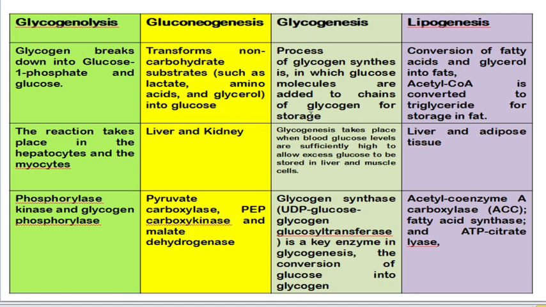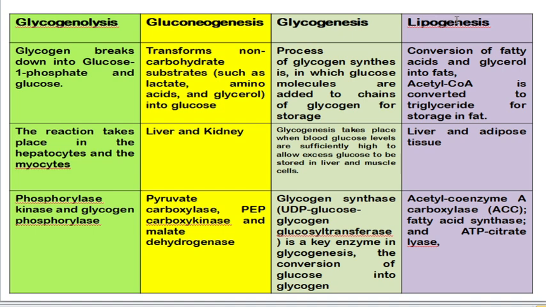Okay. This process takes place when the blood glucose level is sufficiently high, to allow the excess glucose to be stored in the liver and muscle. The key enzyme is glycogen synthase, which is also called UDP-glucose glycogen glucosyltransferase. This is the key enzyme involved in this process.